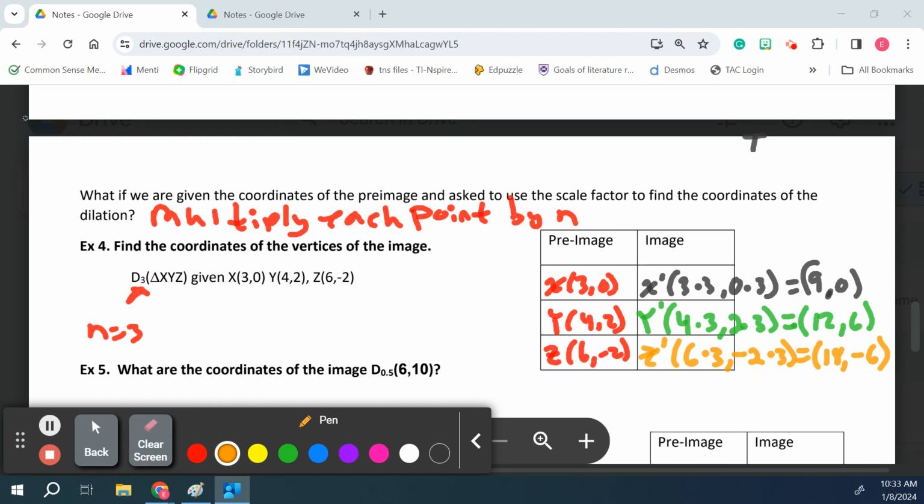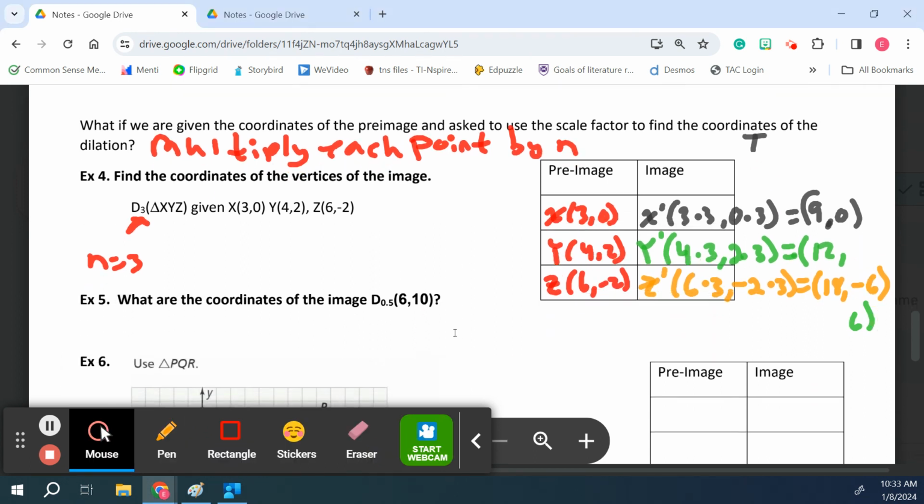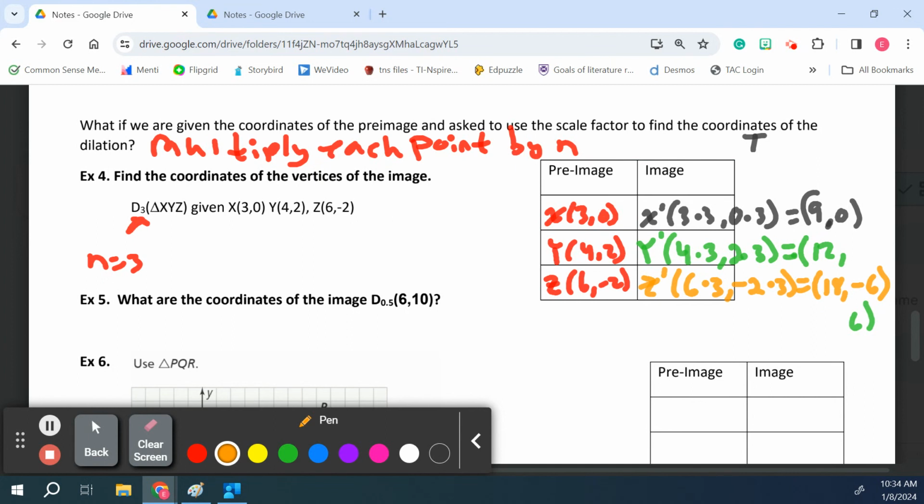Okay, so for this next one, it says, what are the coordinates of the image of D.56, comma 10? In this case, they're not giving you the whole thing. They're giving you just part. They're just giving you that one point. So in this case, all I'm going to do is take 6 and multiply it by 0.5, comma 10 multiplied by 0.5. Why don't you guys tell me what you get there?